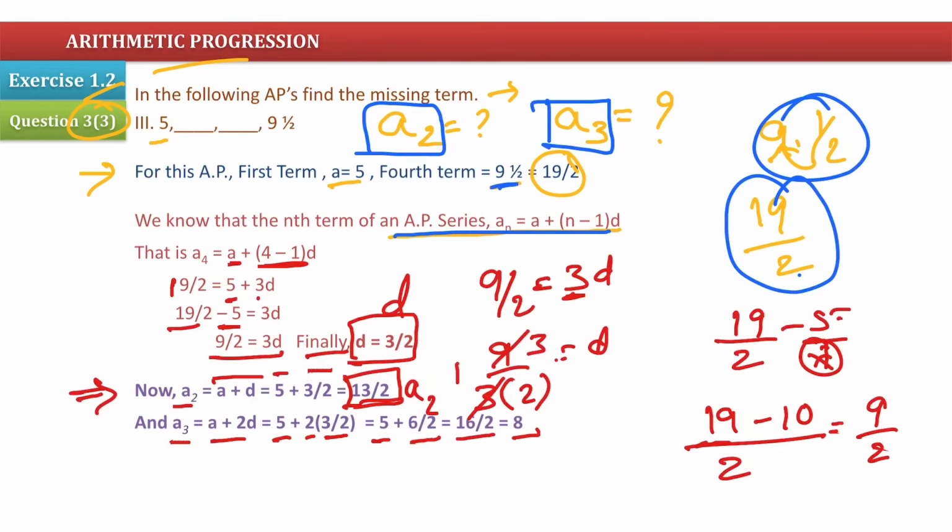So we got the answer: A2 is 13 by 2 and A3 is 8. Therefore the missing terms are 13 by 2 and 8 respectively.